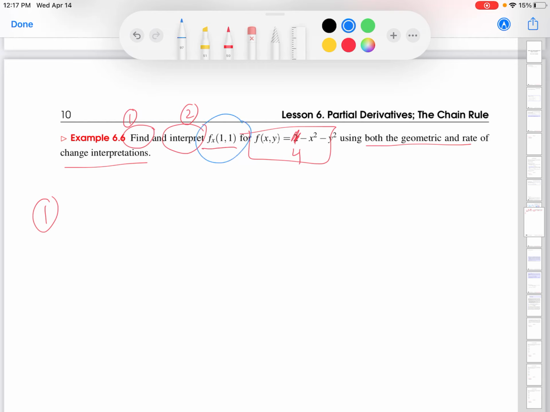So first thing I'm going to do is find the partial with respect to x at any point. To do that, keeping in mind that this is a 4, it's not going to matter for derivative purposes, but still. So I hold y constant. So this differentiates to 0 with respect to x. The 4 also differentiates to 0, and the negative x squared differentiates to minus 2x.